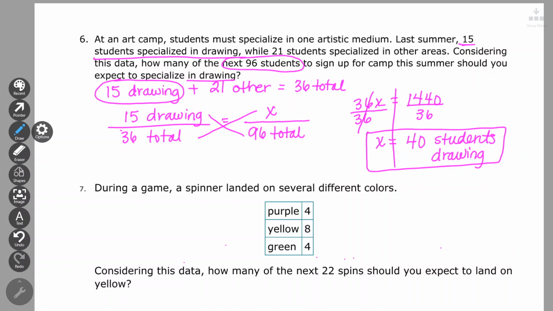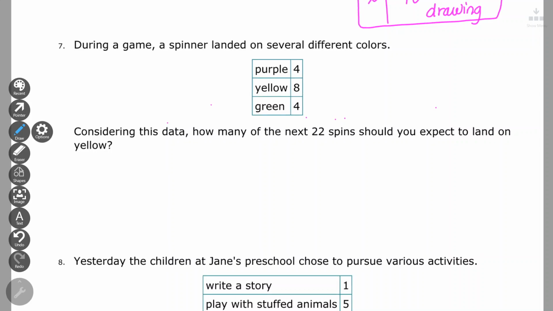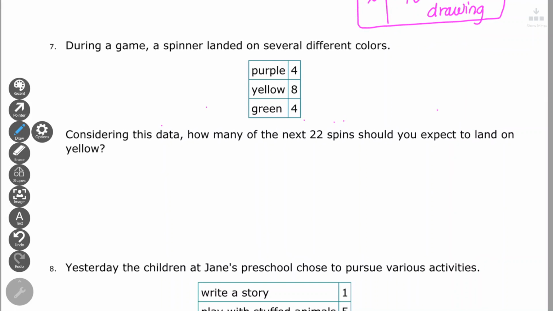All right. Let's look at number 7. It's a little bit different. During a game, a spinner landed on several different colors: 4 on purple, 8 on yellow, 4 on green. Considering this data, how many of the next 22 spins should you expect to land on yellow? Okay, so that's pertinent information there. Now, what we have to do is start and see how many times the spinner was spun. So we've got to add all of these. Okay, so 4 plus 8 plus 4. Okay, 4 plus 8 is 12, plus 4 is 16.